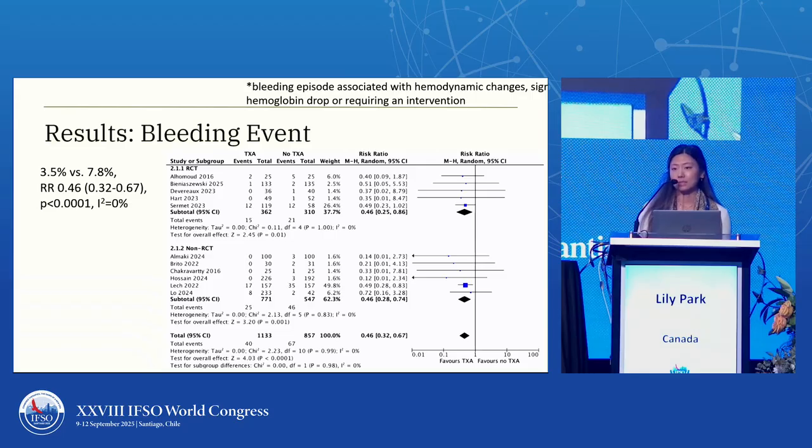Again, there was statistical significance favoring TXA use with 3.5% bleeding events in the TXA group versus 7.8% in the non-TXA group with a relative risk of 0.46, relatively narrow confidence interval, which was statistically significant with an I-squared value of 0%.